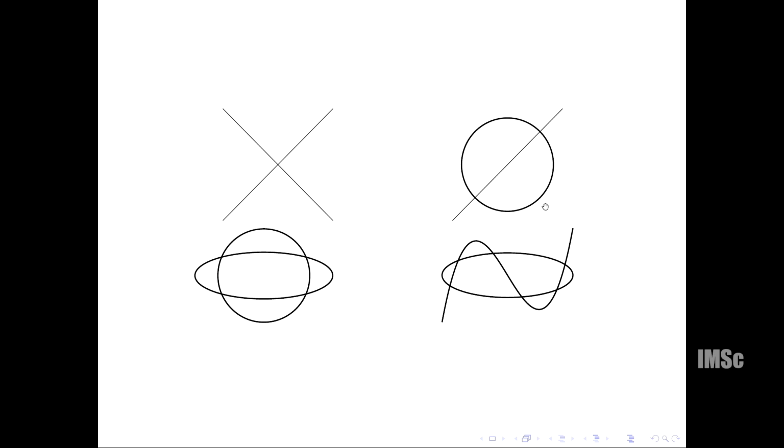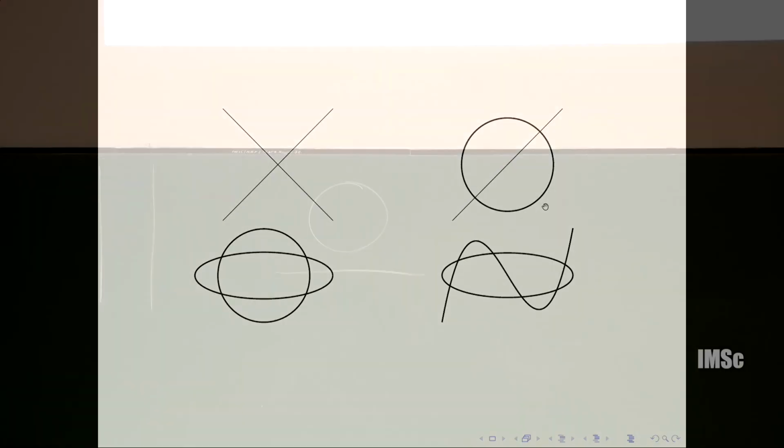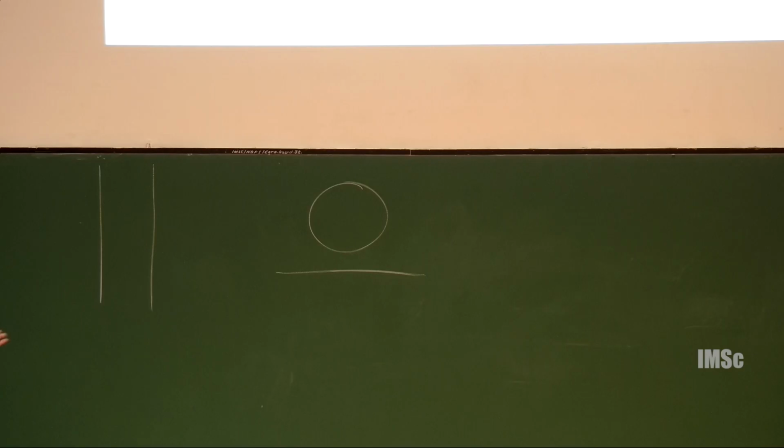So let me draw one more. Let me draw this circle. These two parallel lines also, this circle and this line. Okay, so there are plenty of concepts. Here these two lines do not intersect at all, and same here.